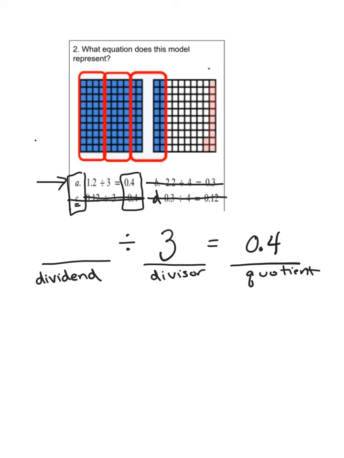That really only leaves me with choice A. Let's make sure that choice A makes sense. This quantity here represents 1 whole. Think like 1 whole pan of brownies. And then over here I have 2/10. So that does make sense. Choice A, 1 2/10 divided by 3 equals 4/10.